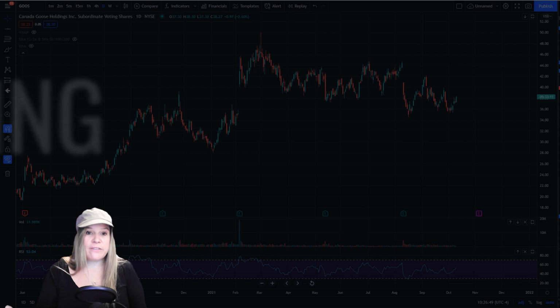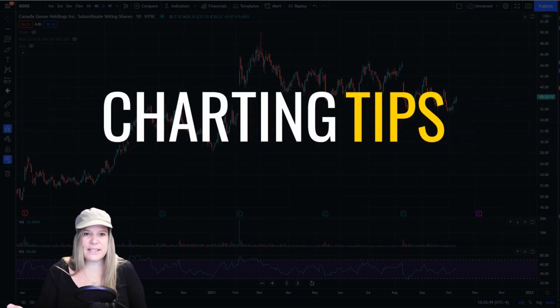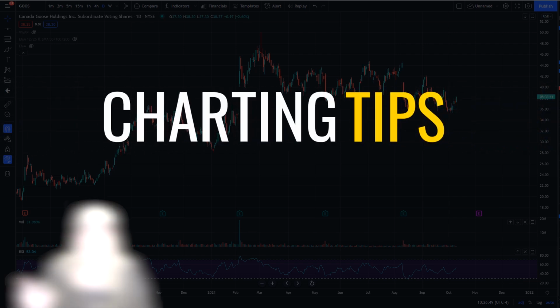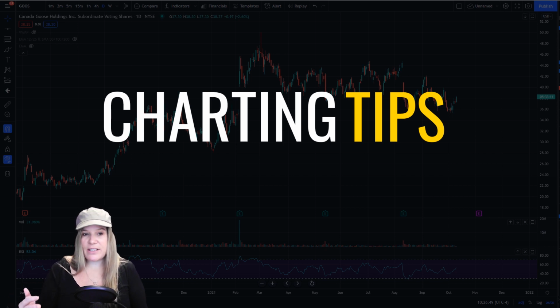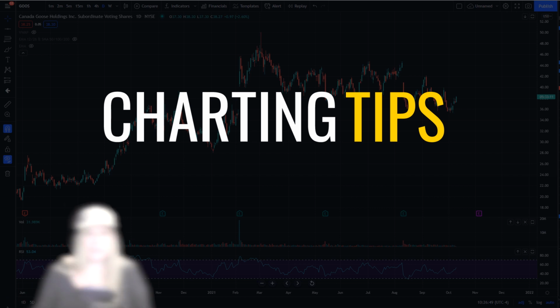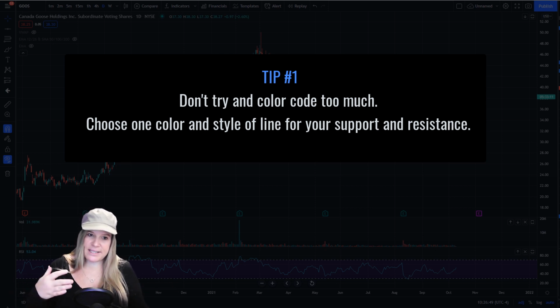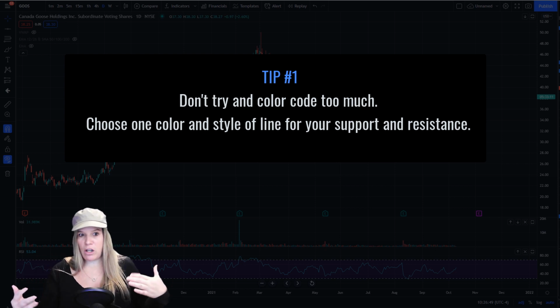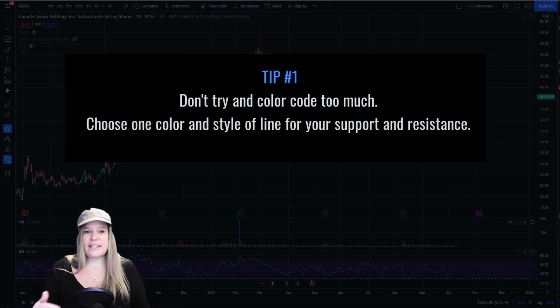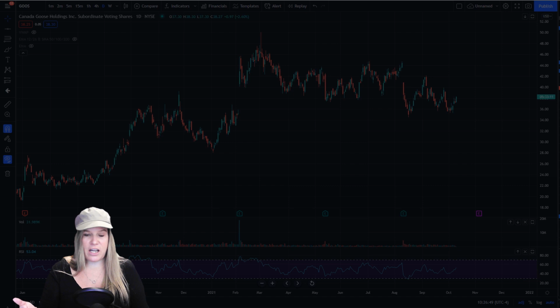And so now that you know how to find the levels, I want to give you a few tips of things that I've just picked up along the way. I have tried many different things, and these are the key things that I wish I would have just stuck to from the beginning. I just go with one color for both support and resistance. I don't try and color code too much. I've tried various things like making support one color, resistance another color, strong support one color, weak support another color, and it just gets confusing over time. And when I pull up old charts, they mean nothing to me because the support and resistance changes over time.